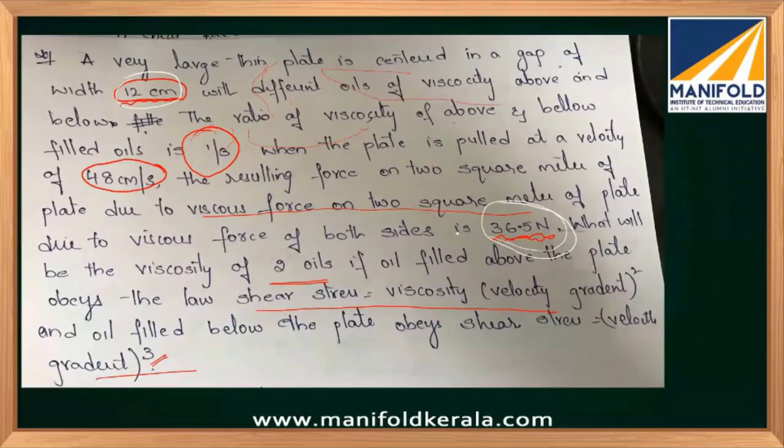The total force is 36.5 Newton. What will be the viscosity of the two oils, that is mu1 and mu2? This is the relation between shear stress and velocity gradient squared, and velocity gradient cubed. This is the difference between the shear stresses.